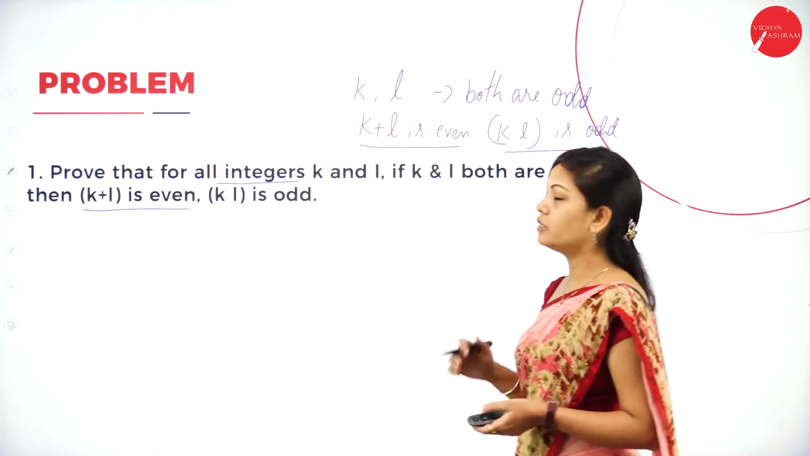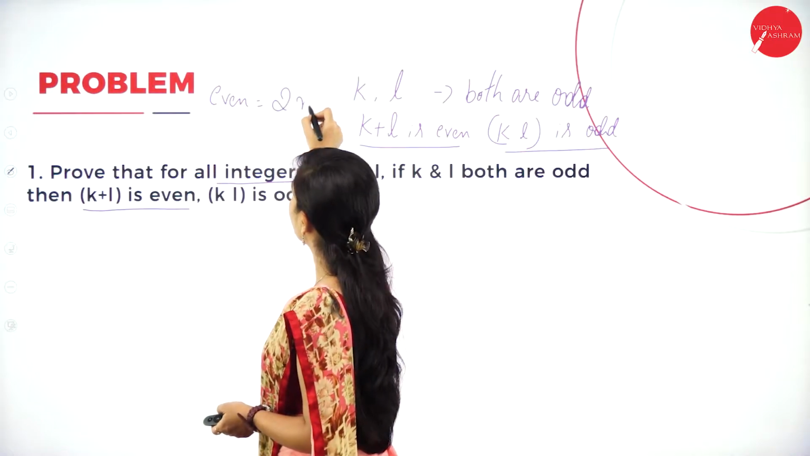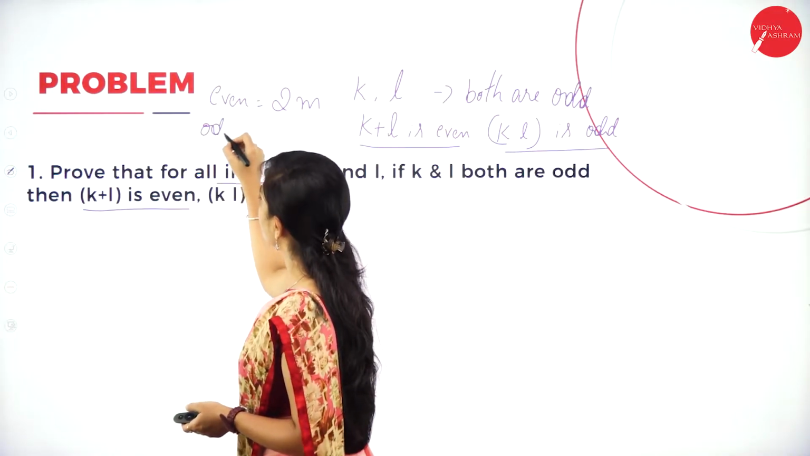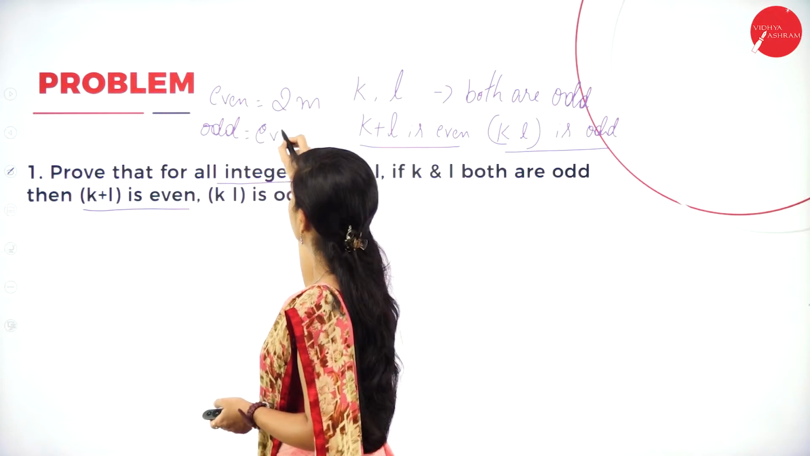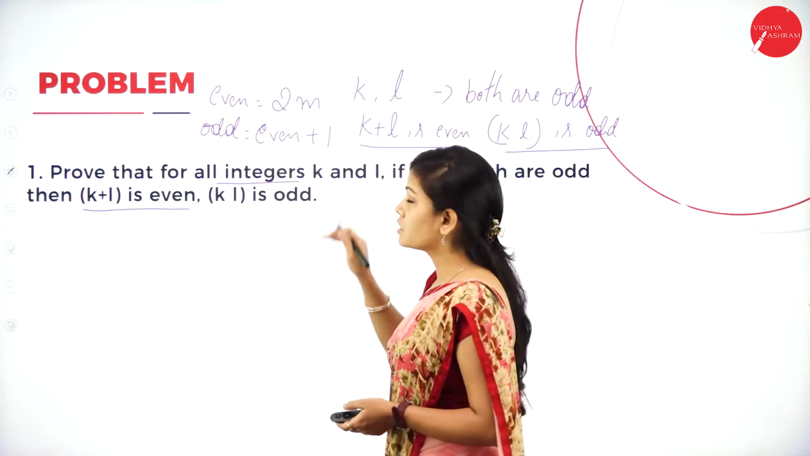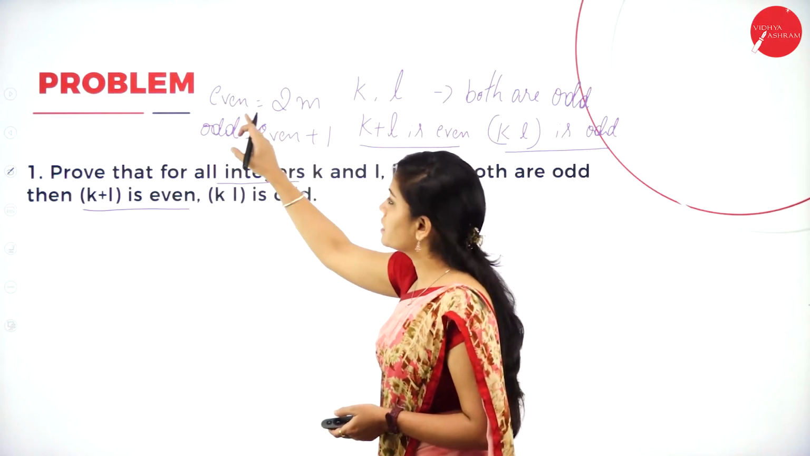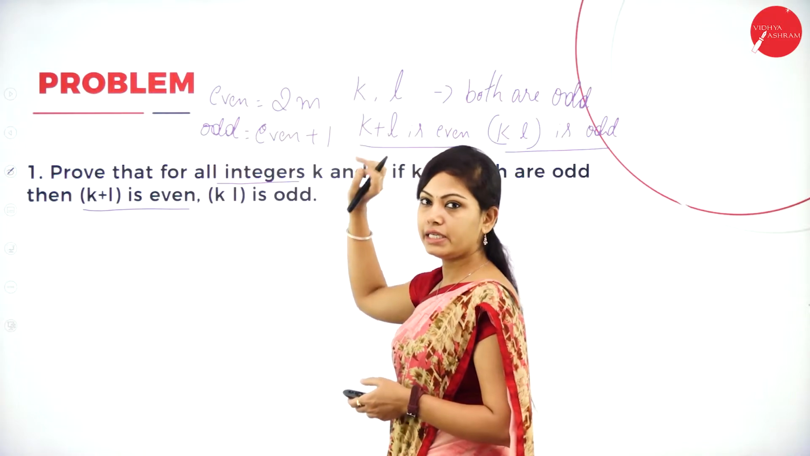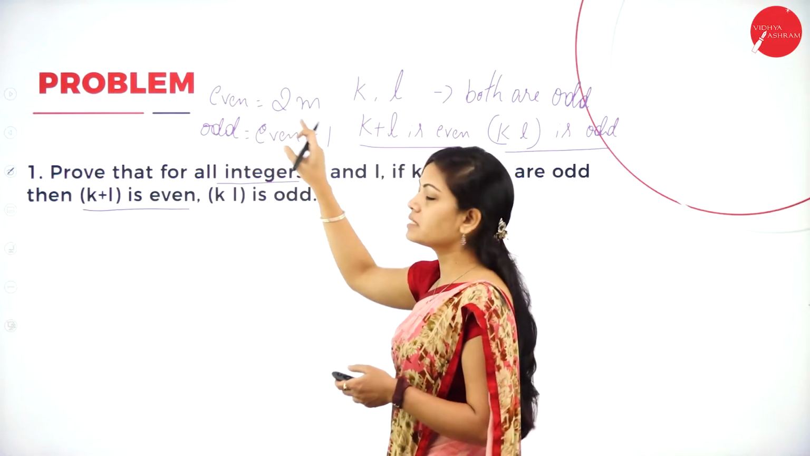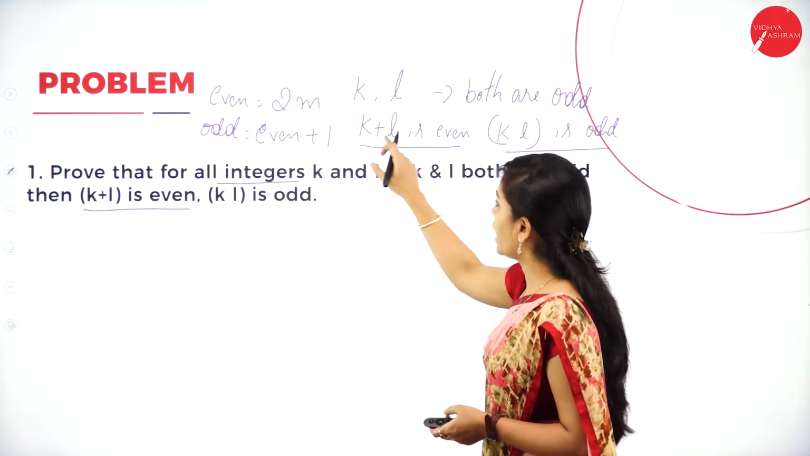What is even and odd? If it is even, you will get 2 into m or 2 into n, any integers. And if it is odd, even plus 1 is equal to odd. That means 2m plus 1 is odd. If it is even, you will get 2 and any integer called m, n, etc. Even means 2m, odd means even plus 1. Now I will use this concept and prove that k plus l is even.